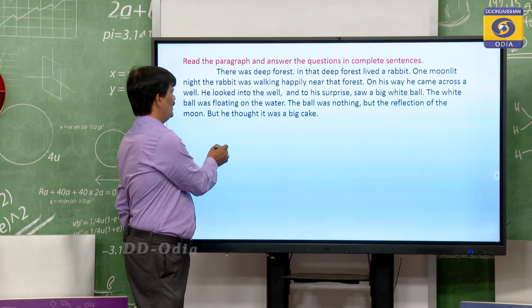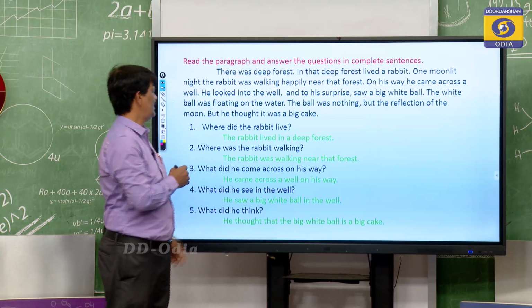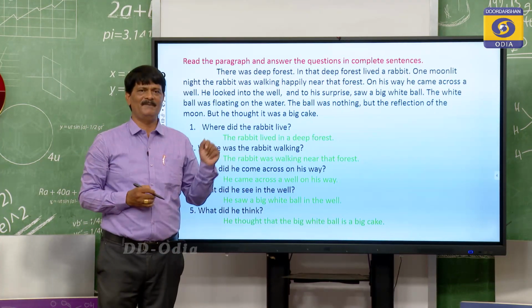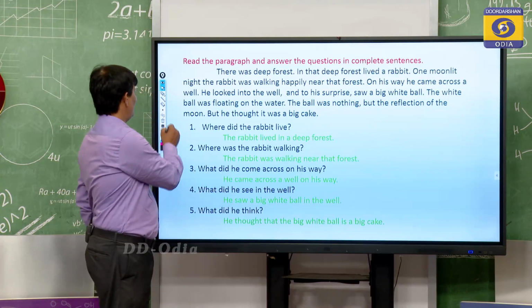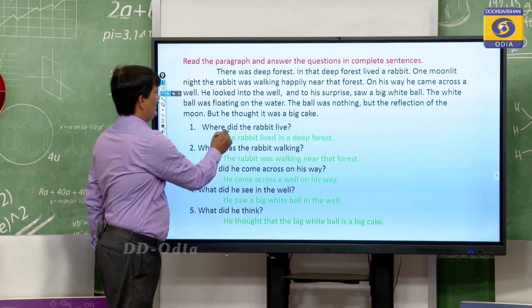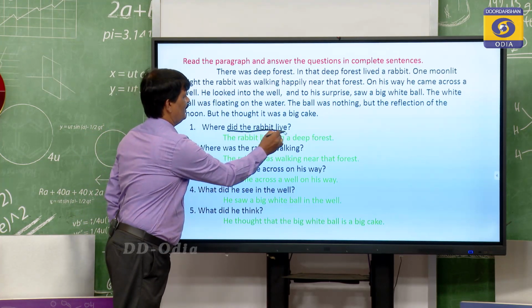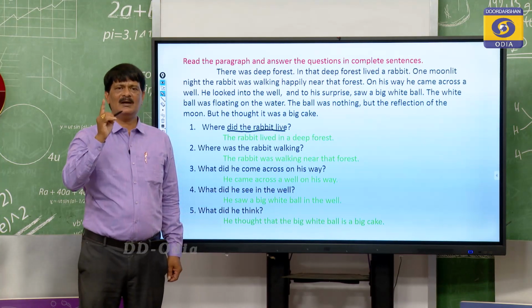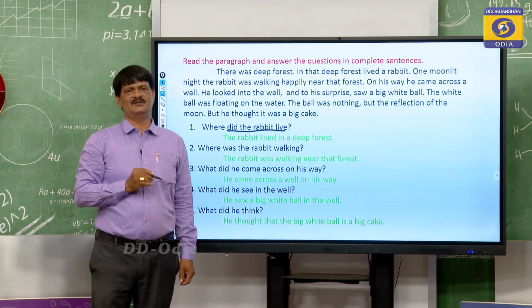Yes, you see what the questions may be. These are the questions. Where did the rabbit live? This is very important. Just as I discussed, you see, where did the rabbit live? It is in the past tense, so our answer should be in the past tense.